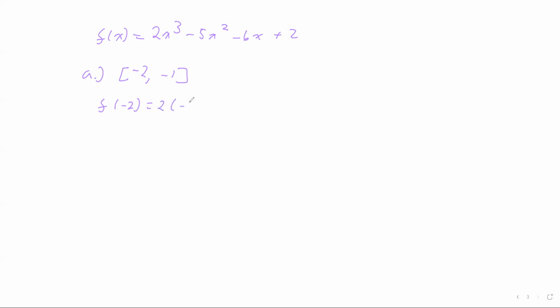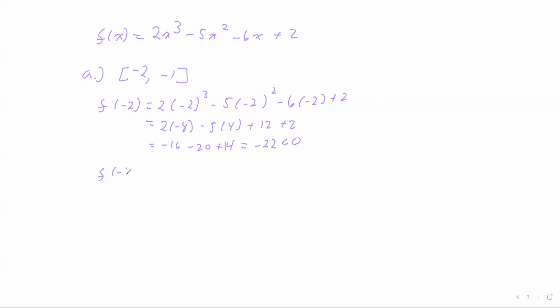So this is 2 times -2 cubed minus 5 times -2 squared minus 6 times -2 plus 2. So do some little work here. That's 2 times -8 minus 5 times 4 plus 12 plus 2, -16 minus 20 plus 14. Actually, let's make this a little bit easier. -16 minus 20 is -36, -20 plus 4 is -6, that's going to be -22. Okay, so that's less than 0.